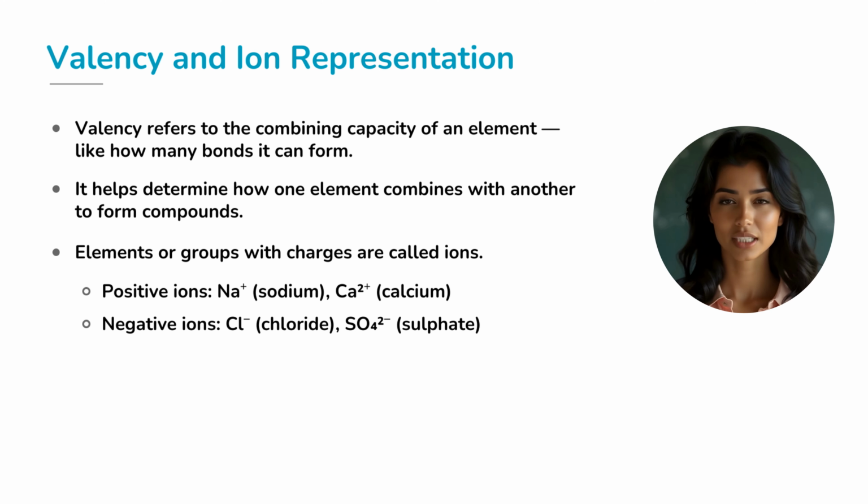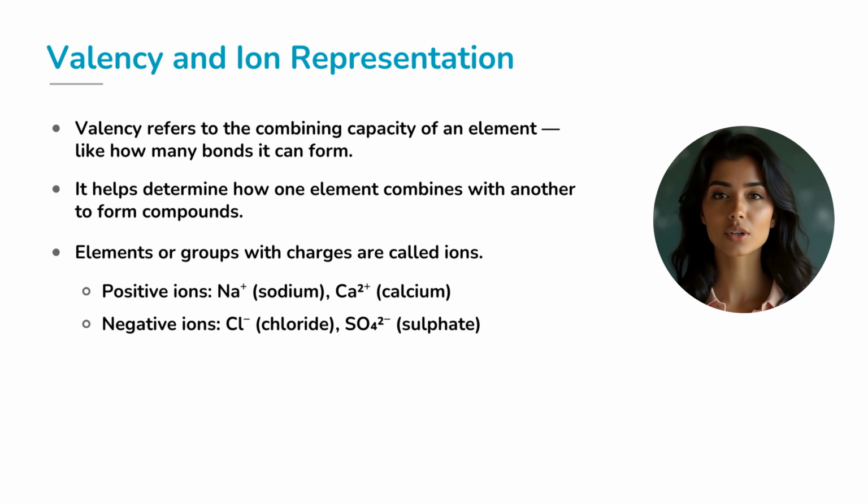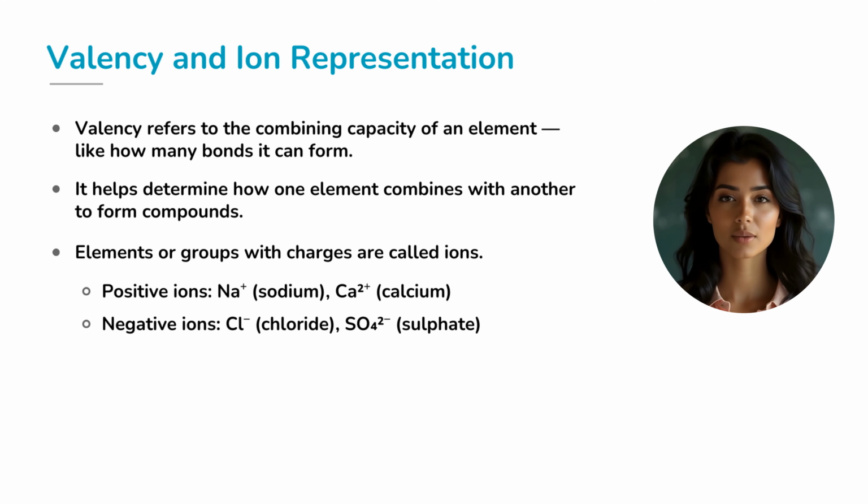Atoms or groups of atoms that carry a charge are called ions. A positive ion, like sodium, written as Na+, or a negative ion, like chloride, written as Cl-. We even have polyatomic ions, like ammonium, NH4+, and sulfate, SO4 2-.